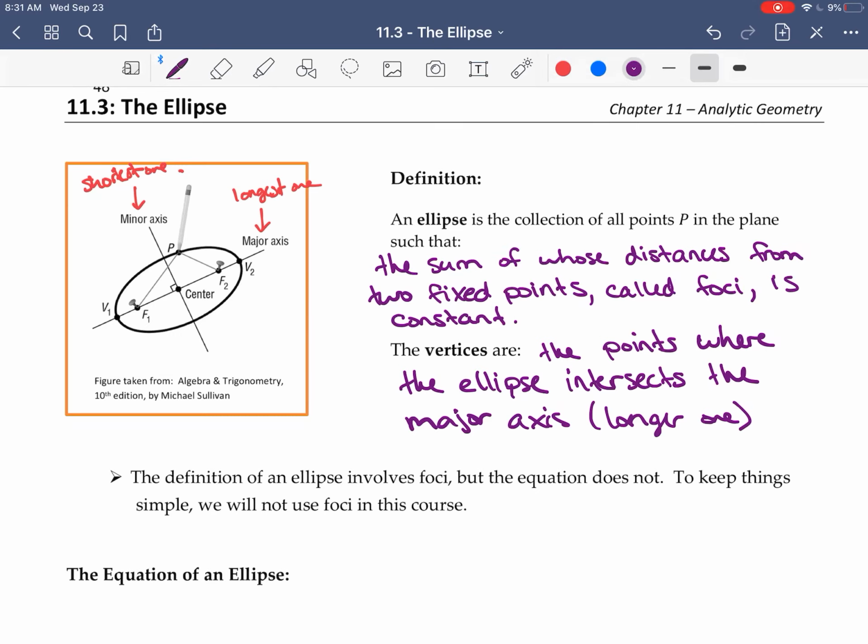So the definition of an ellipse involves these foci, but the equation does not. The equations that we use don't use the foci. They actually use the center and then the distance, the radius of these axes. So to keep these things simple, we're not going to use foci in this course. We're not really going to talk about those points, but they are there for the ellipse.